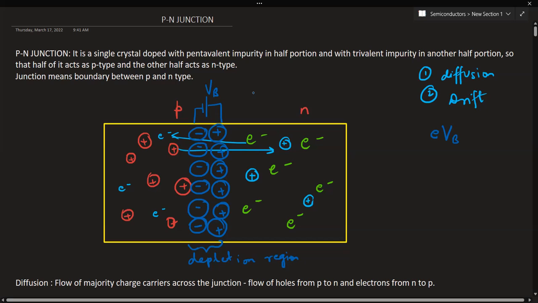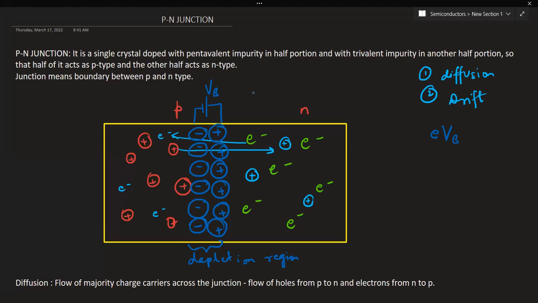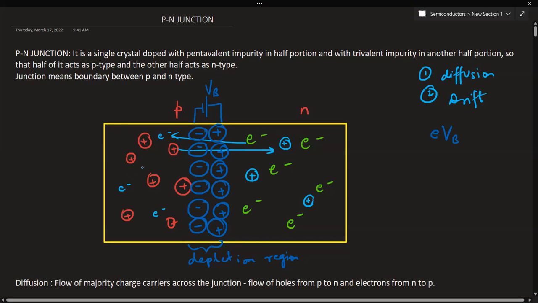So this was regarding the phenomenon of diffusion. See, one more phenomenon is there. Yes, ma'am, could you explain the barrier potential again? Sorry, what? Barrier potential, could you explain it again?